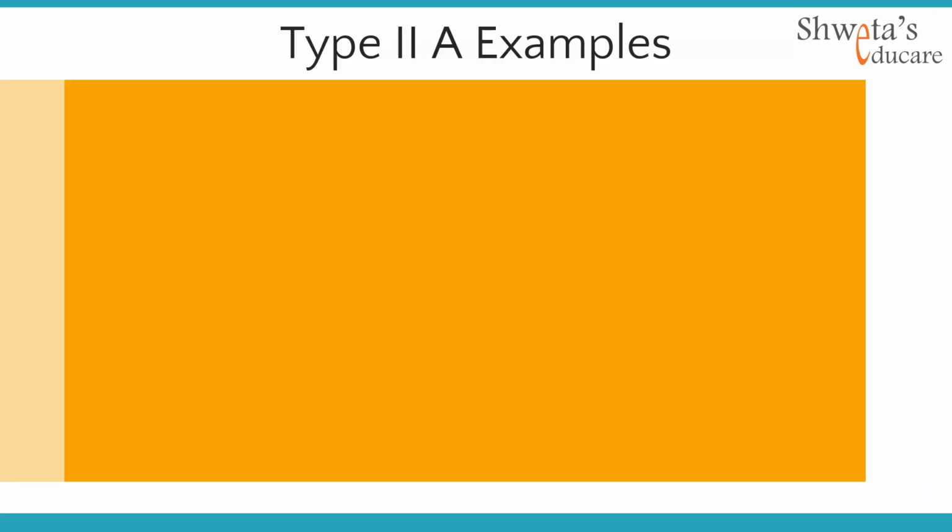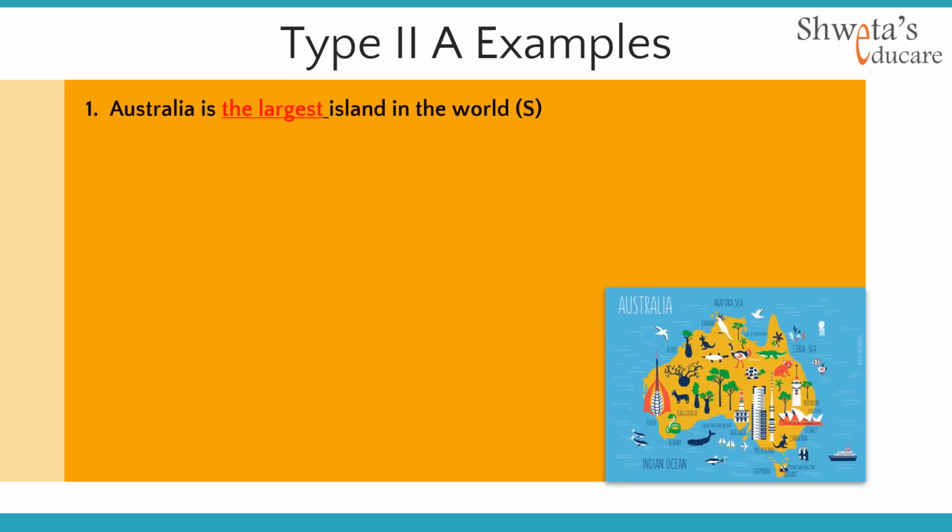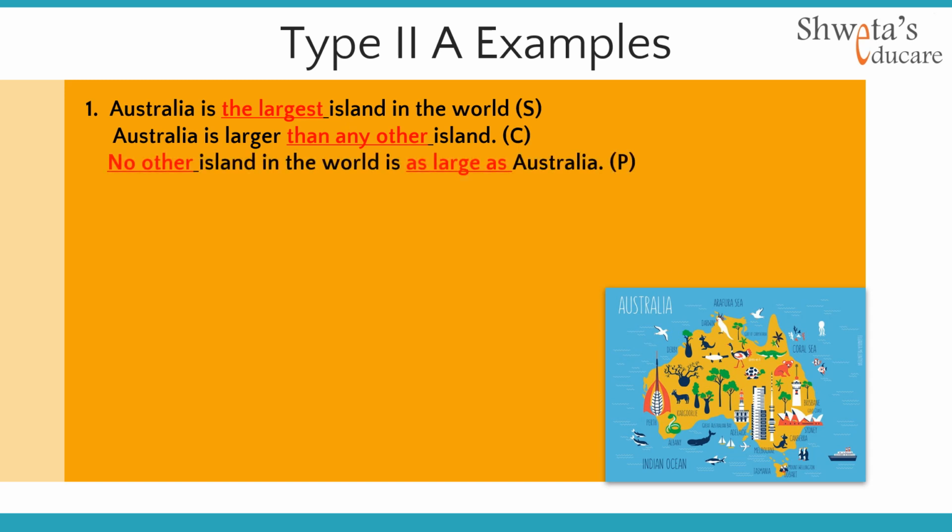I hope the table is very much clear and you have understood the rules. So it's time now to work with some examples for a better understanding. Number 1. Australia is the largest island in the world. The largest is underlined. So yes, the rule says in comparative we need to add the words than any other. So it becomes Australia is larger than any other island. And in positive degree, the answer should start with no other. Yes. So the answer is no other island in the world is as large as Australia.